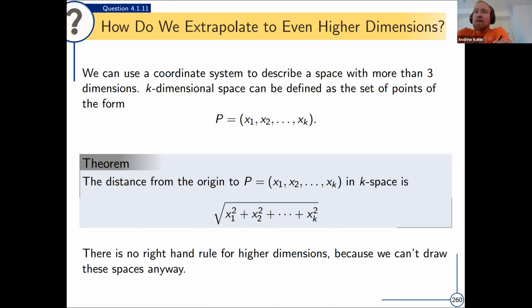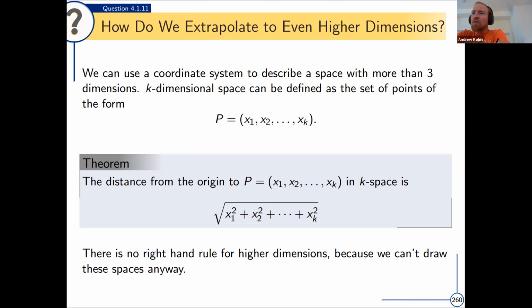So for 1, 2, and 3, we kind of already know what's going on with our lower dimensional spaces. A k-dimensional space will be defined as the set of points with k coordinates, x_1 through x_k. We can write down a distance formula using that same approach of building up using smaller triangles. And the distance from the origin out to a point with x_1 through x_k as its coordinates will be: add up the squares of those coordinates and take the square root.